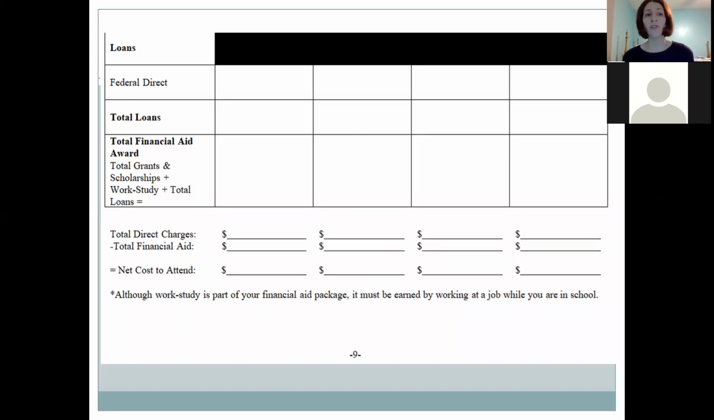This will also help you, not only for yourself when looking, but also if you want to start, like I said, comparing school to school when you're potentially appealing for additional money. This would help you as well to say, well, this one costs this, what can you do? So just some things to think about as you go through the financial aid process.